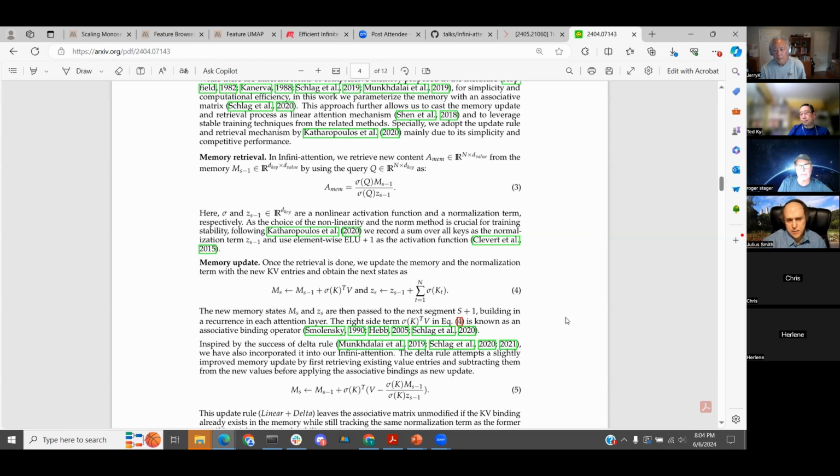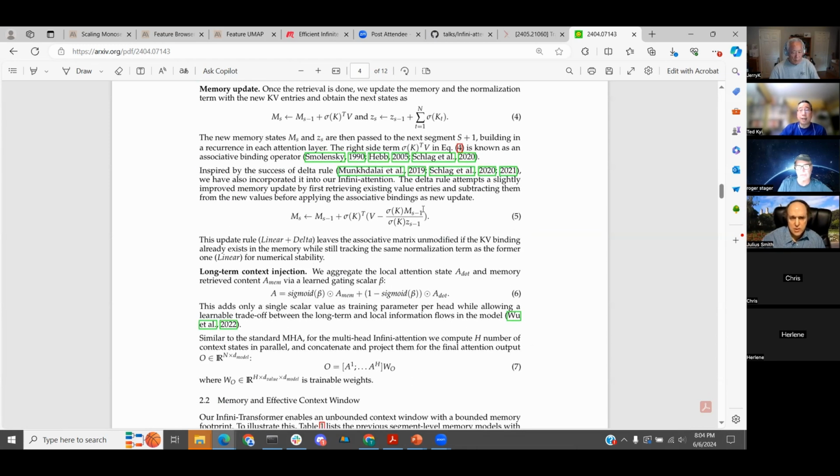And didn't you say that if the vector's already in the memory, then it doesn't pile it up? It first looks at how much of it's there already, and then makes sure it doesn't pile up forever. Yeah. So if you look in the paper, they call it this delta rule. But you see, there's this V and then it's this minus.